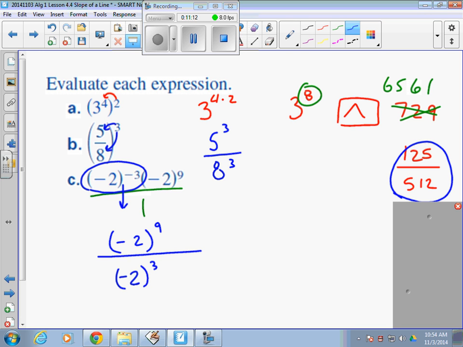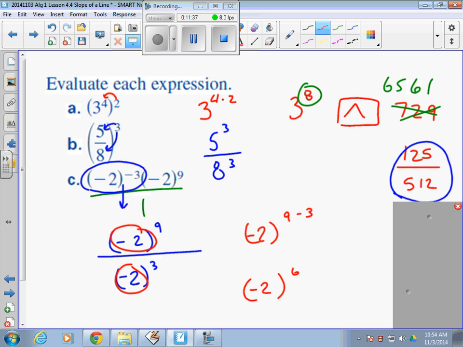That's one way to do it. Another way to do it is to simply add negative 3 and 9 at the beginning. Okay, so I'm going to do it my way, and then I'll go back and show it the other way. We're dividing the same base. Negative 2, notice, is the exact same as negative 2. So you could take negative 2 to the 9 minus 3 gives you negative 2 to the 6th power.